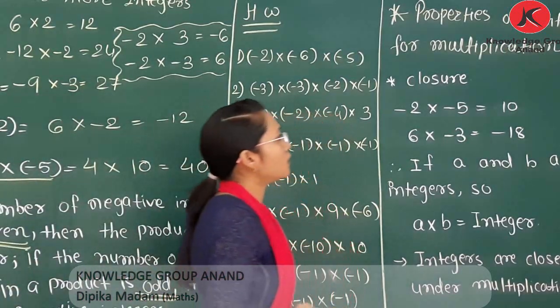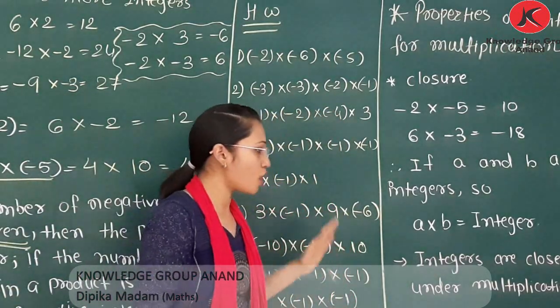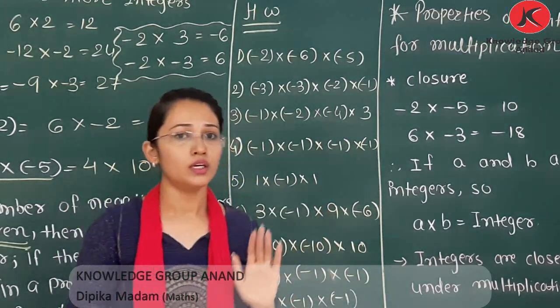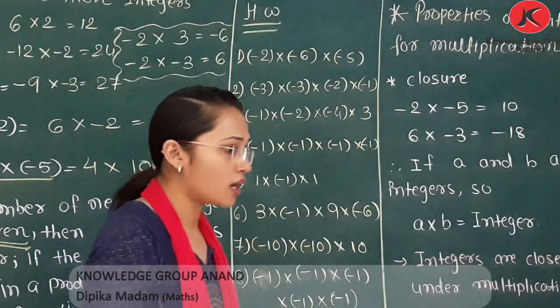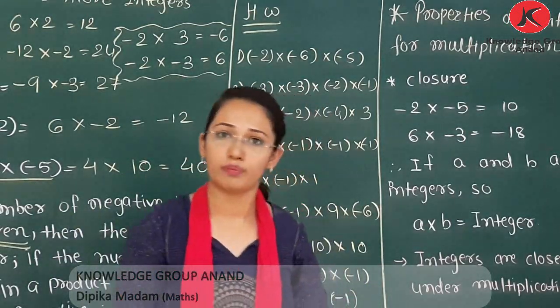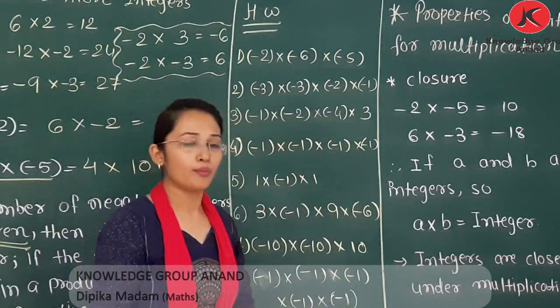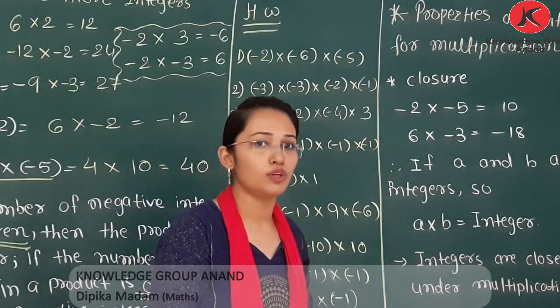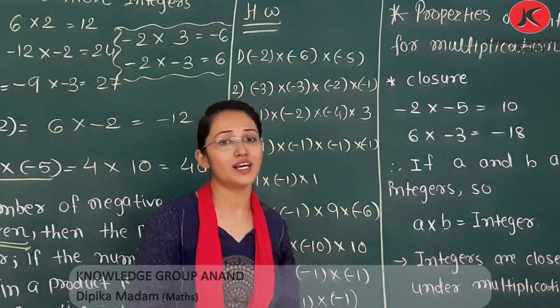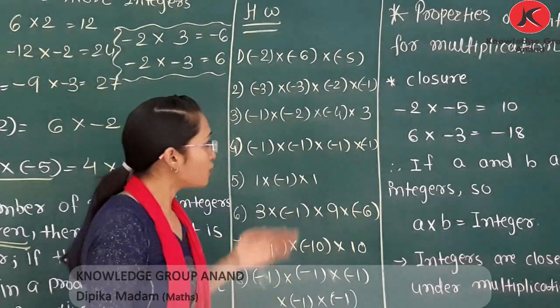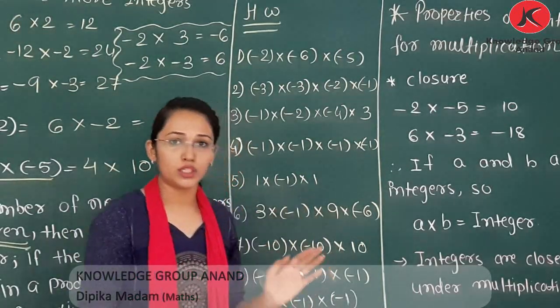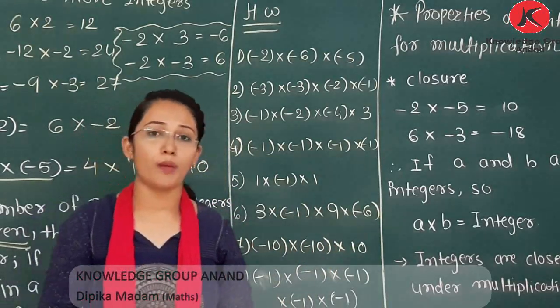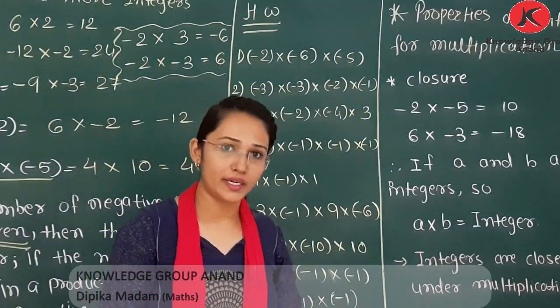Properties of integers for multiplication. Next topic is the properties of integers for multiplication. As we learned properties for addition and subtraction, closure property, commutative, associative and distributive, that we learned for addition and subtraction of integers. Today we will learn closure property, commutative, associative and distributive property, but for multiplication.